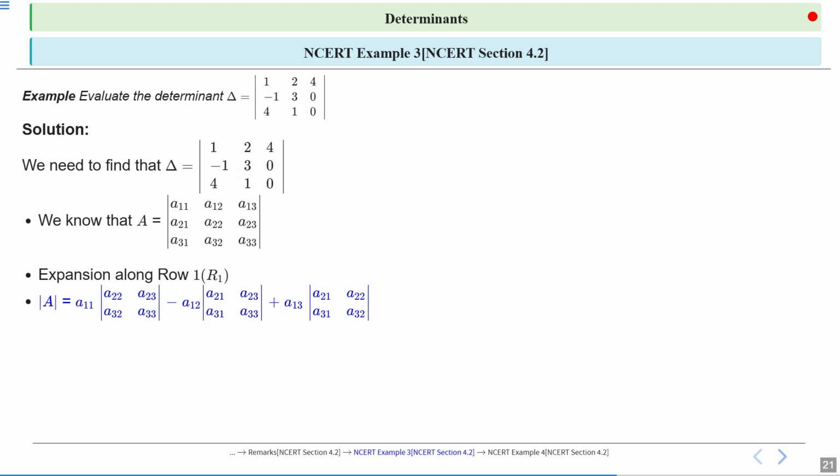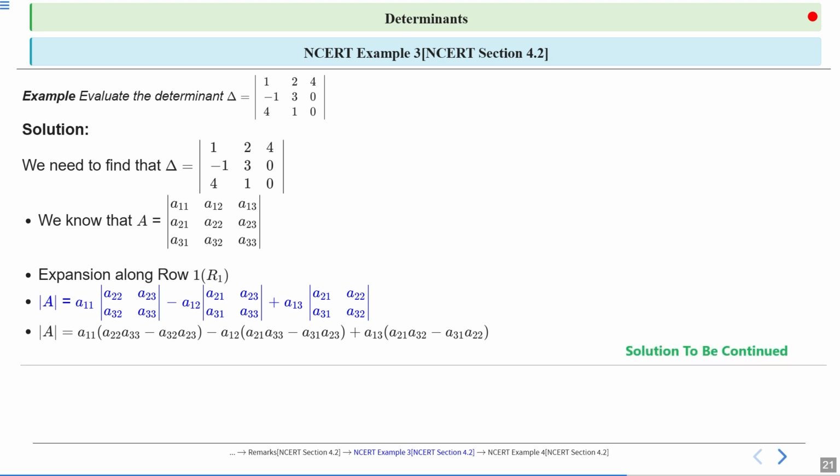Okay, similarly for a13 we get a plus sign, because 1 plus 3 is even. So plus a13 and the determinant of the 2 cross 2 matrix obtained by cancelling the first row and third column, that is a21, a22, a31, a32. So when we find the determinant of all these 2 cross 2 matrices, we get this formula for calculating the determinant of order 3 cross 3. Now we have values for a11, a12, a13, all the way to a33. So we just substitute into this formula to get the value of the determinant.